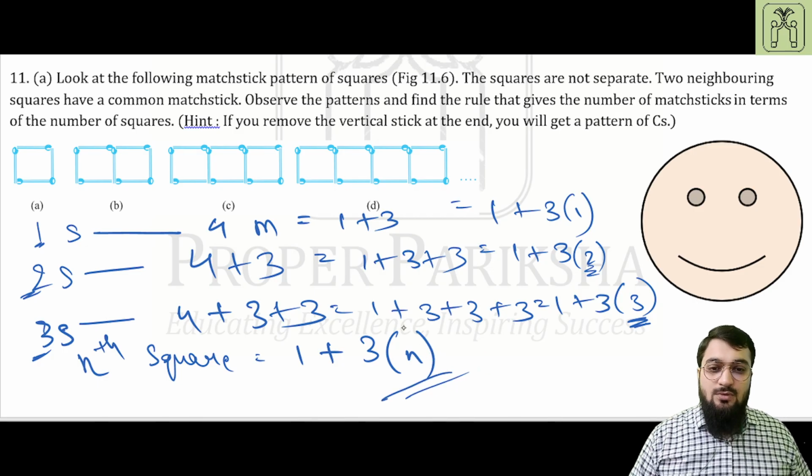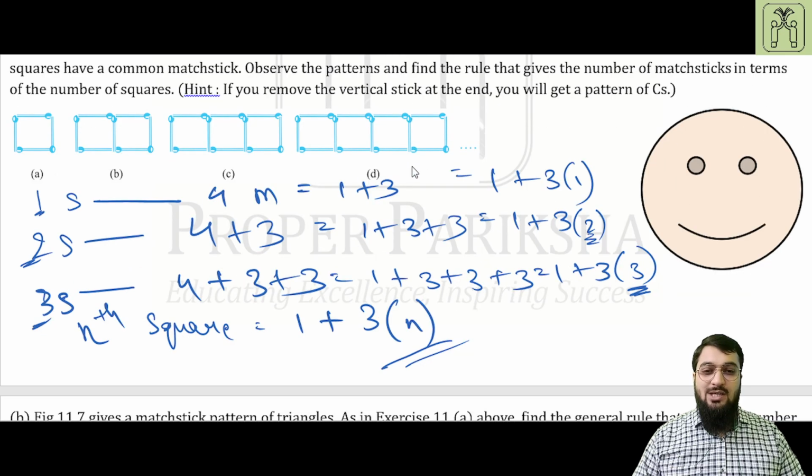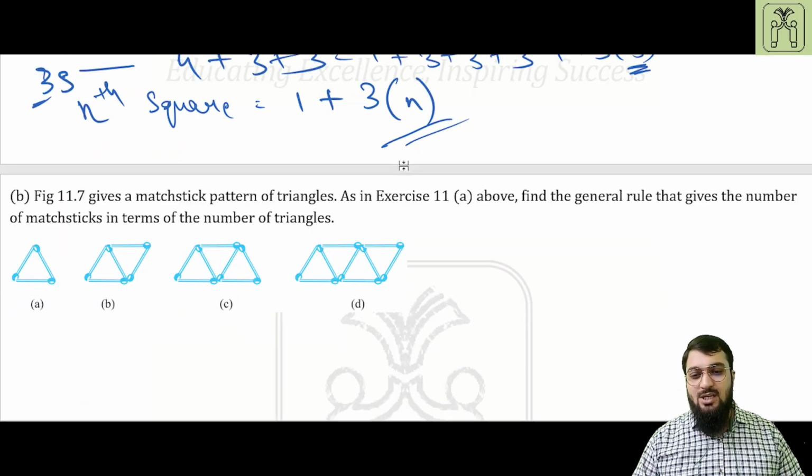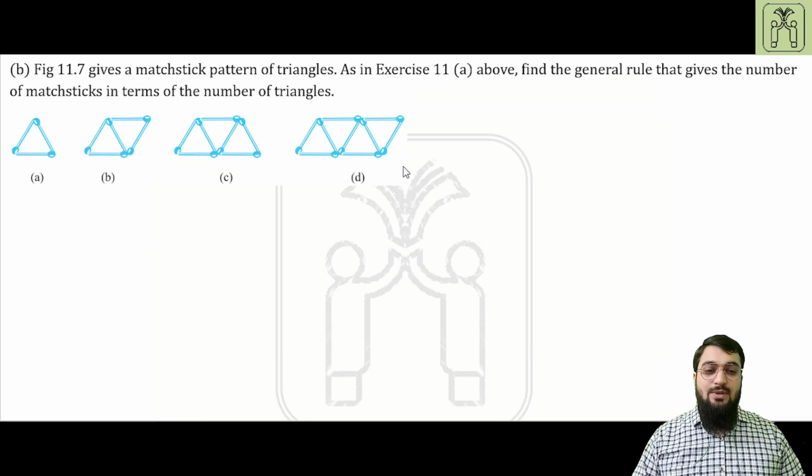So if you remove the vertical stick at the end, you will get a C. That is what the hint is. Okay, no problem. For this particular question we have already done that, but we still understood it.